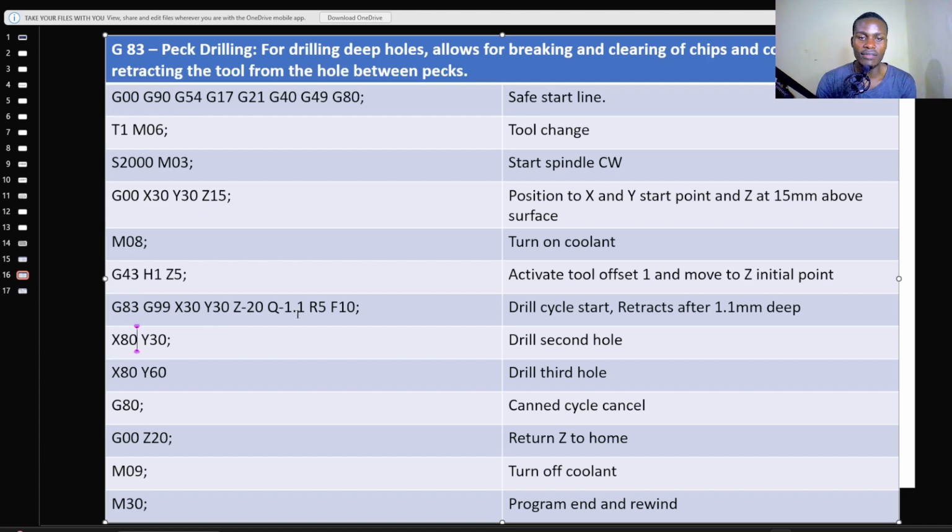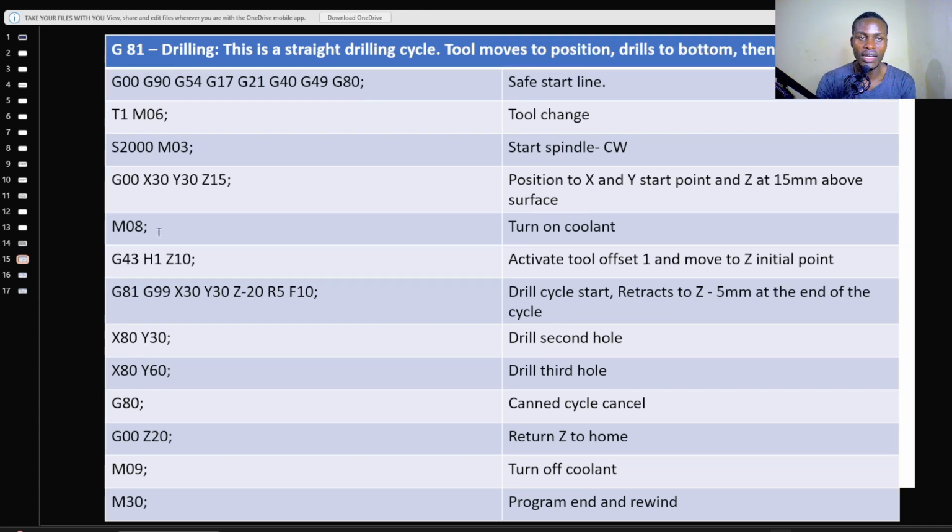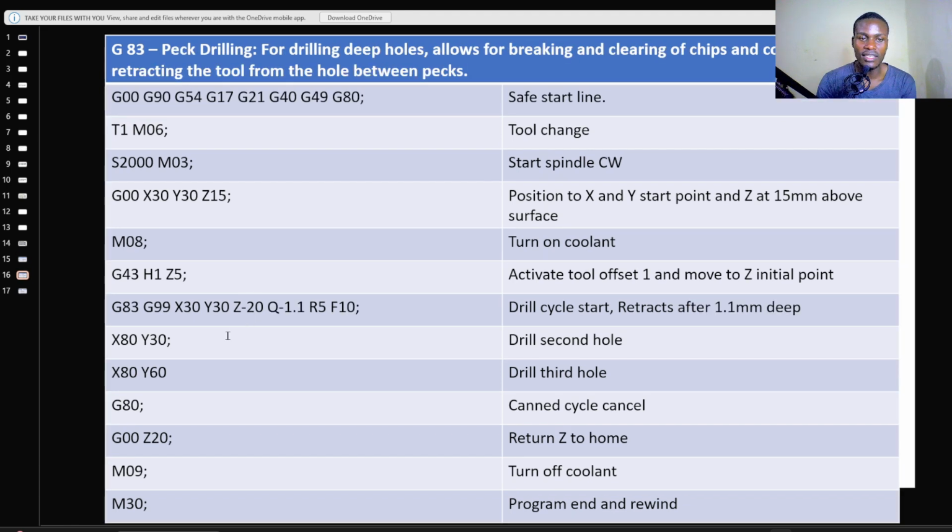Now you can identify the difference between this code and G81. In G83 there is Q negative 1.1 millimeters. This means you drill and retract after 1.1 millimeters deep. So after 1.1 millimeters down, the tool will retract for coolant to penetrate and also for chips to come out. The next cycle again 1.1 downwards and retracts. The third in that order until it reaches Z negative 20 millimeters.